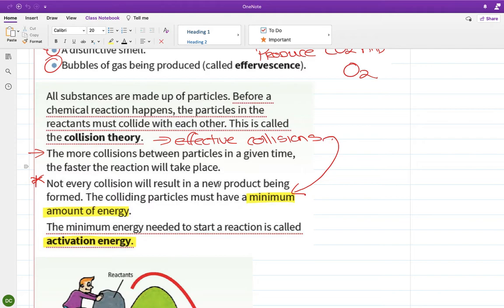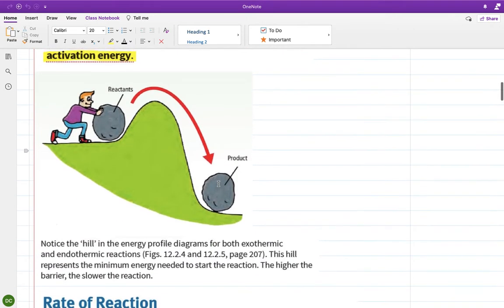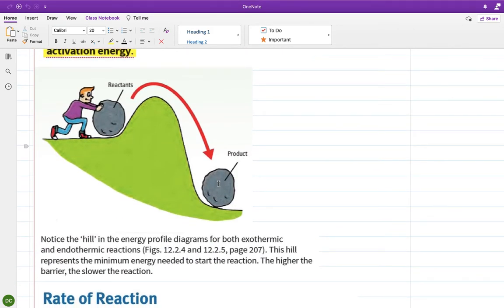How do we ensure that we have an effective collision? Because the particles have the activation energy, the minimum energy required to start the reaction. I kind of liked this. All the energy profile diagrams have that little hump in them, the little kick up. Do you remember I was saying the other day that in order to start a reaction, you need to take in energy to kick off the reaction? So that's sort of what's going on here.